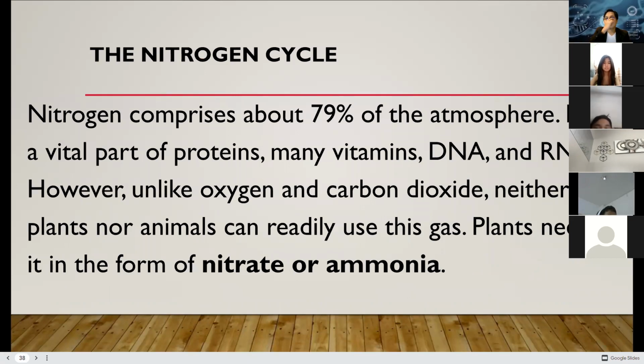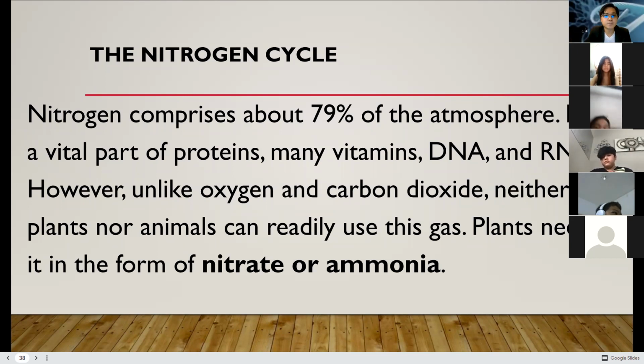Let's move now to the nitrogen cycle. The first we have is the water cycle. The second we have is the carbon cycle. The third we have is the oxygen cycle. The fourth is the nitrogen cycle. What's with the nitrogen? Nitrogen comprises about 79% of the atmosphere. Our atmosphere is actually 79% nitrogen.